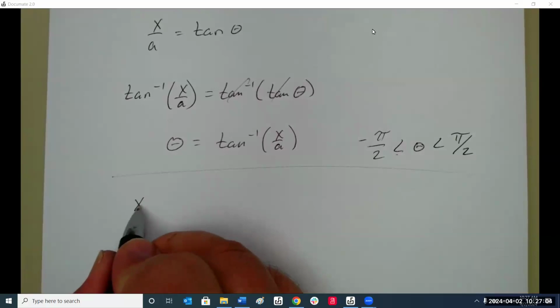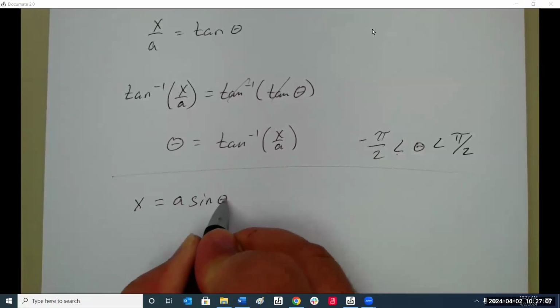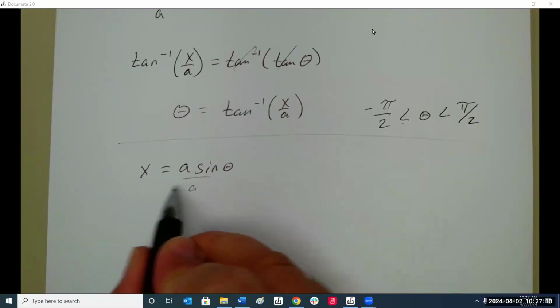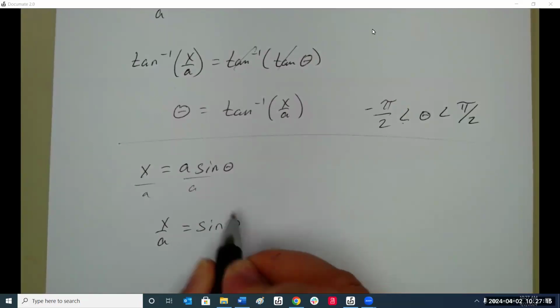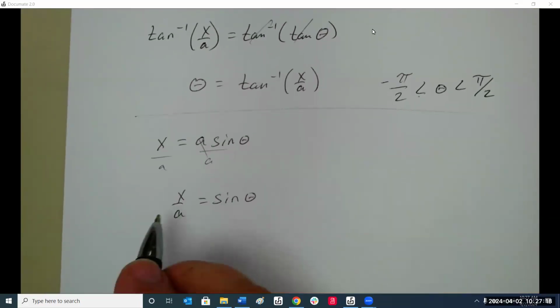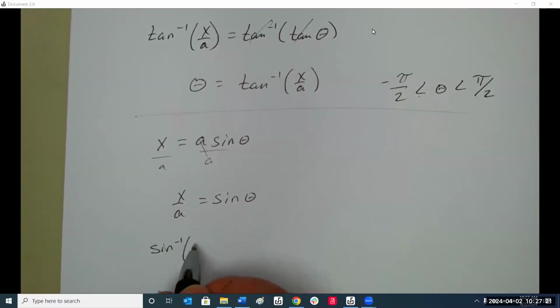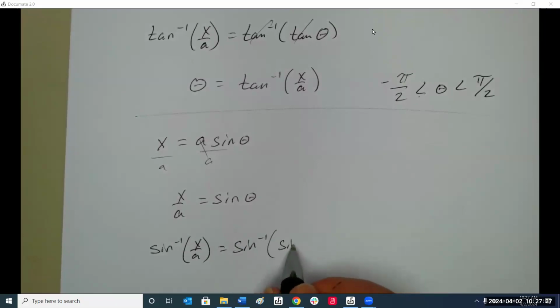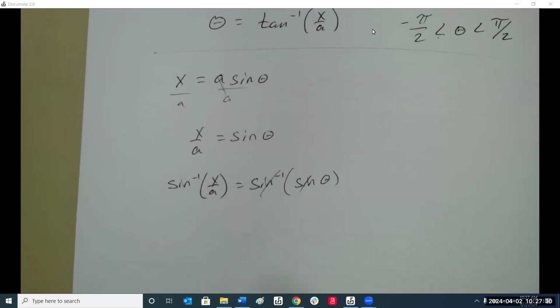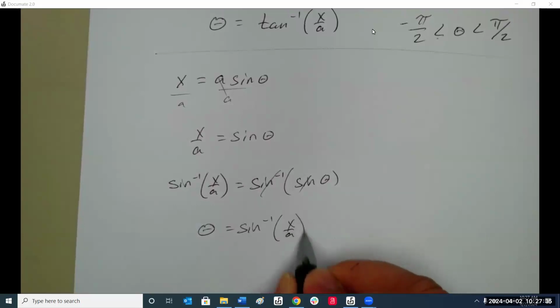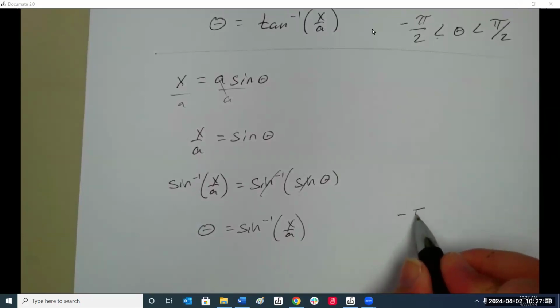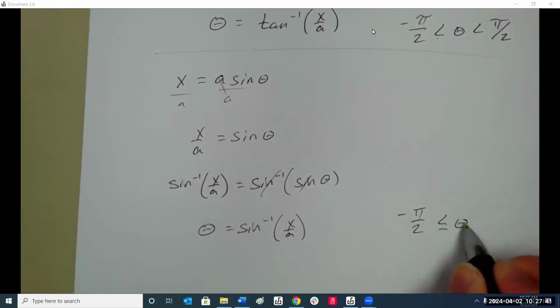So x equals a sine theta, divided by a. So we have x over a equals sine theta. Take the inverse sine of both sides. Those cancel, so we have theta equals inverse sine of x over a, with our theta being there.